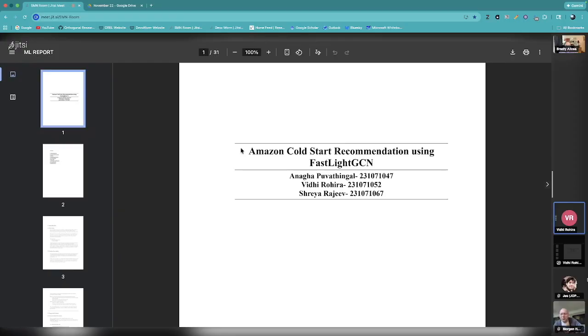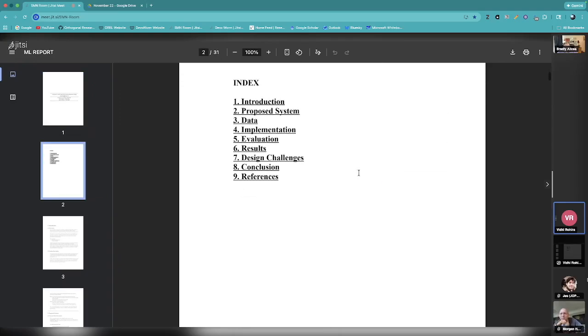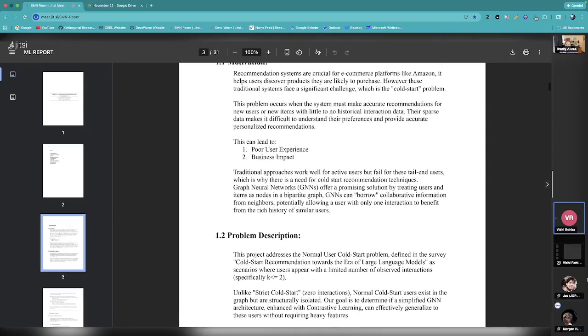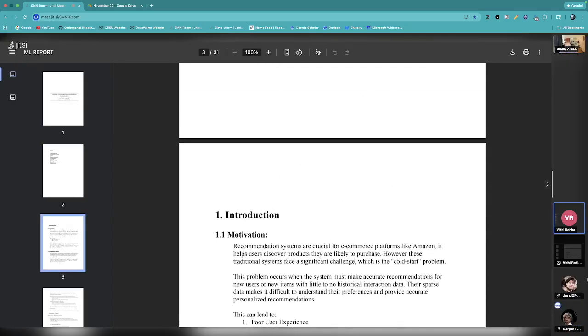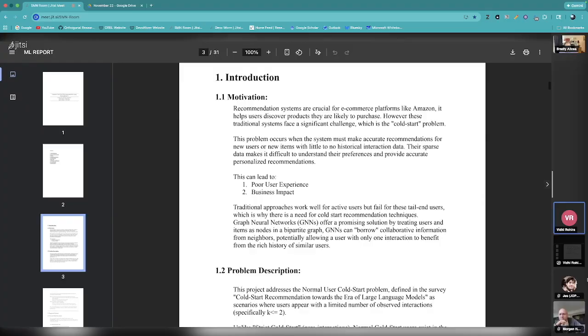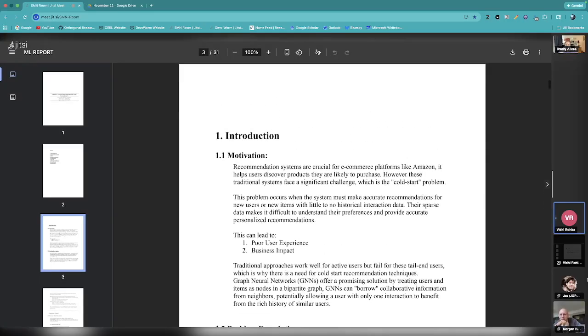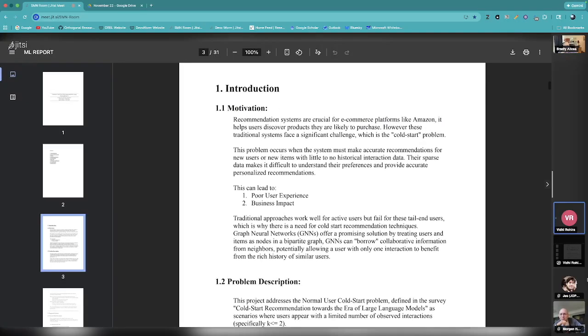We tried to create a model that could recommend, not exactly, but a model that could tell us how accurate predictions can be. We have used FastLightGCN for this, and GCN is basically graph convolutional networks. We made this report because it was a group project, and we tried to explain pretty much what our problem was.